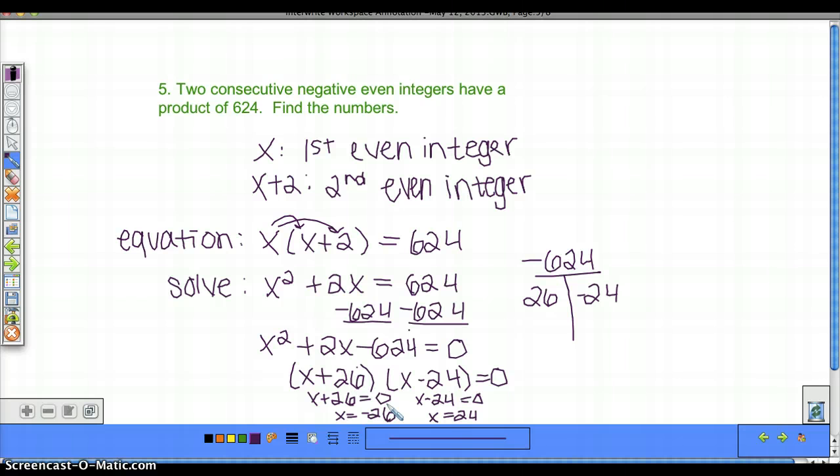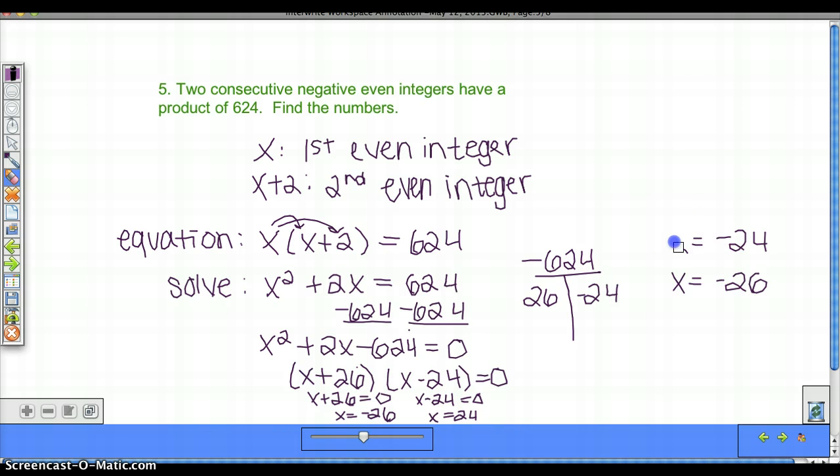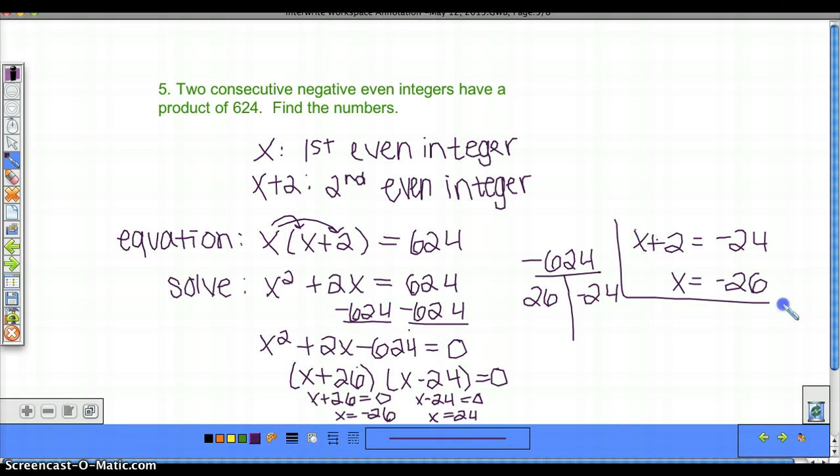We want two negative numbers because they're going to multiply to give me 624. So we are actually going to use negative 24 and negative 26. These are two consecutive negative even integers, and when you multiply these together, you get positive 624. x plus 2 is negative 26 plus 2, so really the negative 24 is standing for our x plus 2. We found our two integers. So this would be my answer.